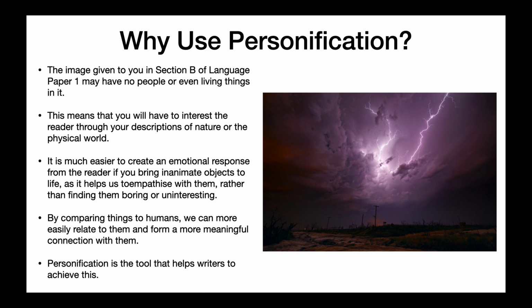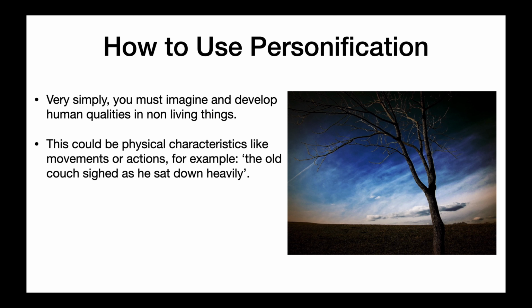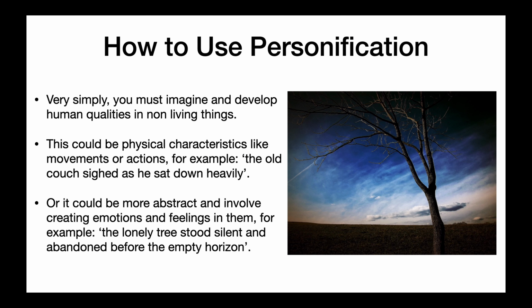So how to use it? Very simply, you must imagine and develop human qualities in non-living things. This could be physical characteristics like movements or actions, for example, the old couch sighed as he sat down heavily. Or it could be more abstract and involve creating emotions and feelings in them, for example, the lonely tree stood silent and abandoned before the empty horizon.